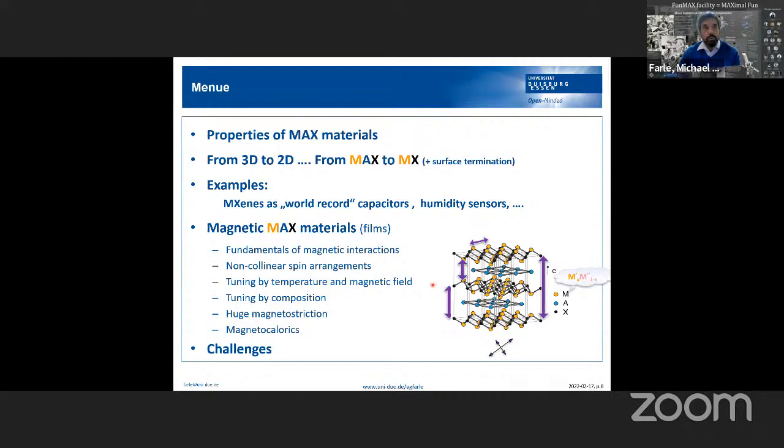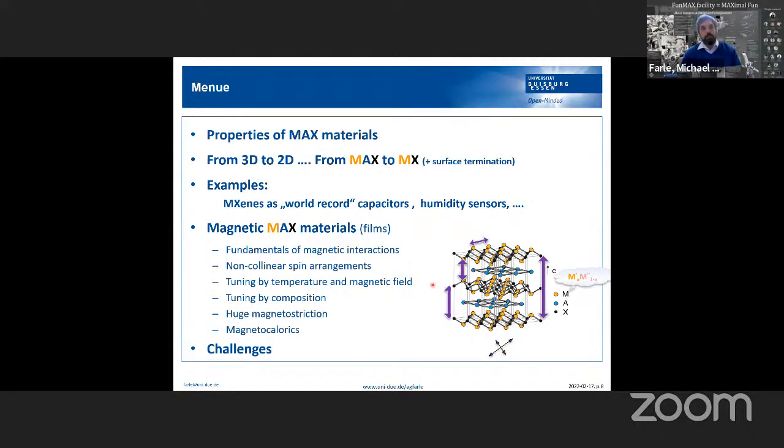So I will tell you a little bit more about the properties of MAX materials. Then we go from the three-dimensional stacking to a two-dimensional stacking. We could call that from MAX to, I don't know how to pronounce that, MXenes. Maybe in Russian it sounds nicer. So examples are MXenes as world record capacitors, humidity sensors. And then I will focus on magnetic MAX materials, which is an upcoming field.